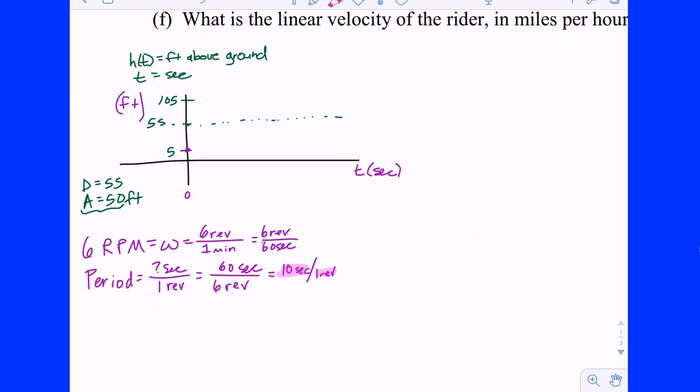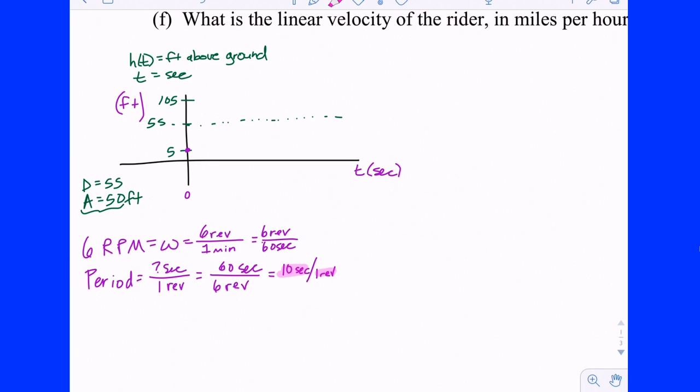Now this one is actually pretty intuitive. You might have been able to figure that out. If it makes 6 full revolutions every minute, that means it's going to make 1 revolution every 1/6 of a minute, which is every 10 seconds. So it might be intuitive, but this is how you can always do it. The reciprocal of your angular velocity is going to give you some version of the period or the wavelength, and then you just need to make sure that the units match up.